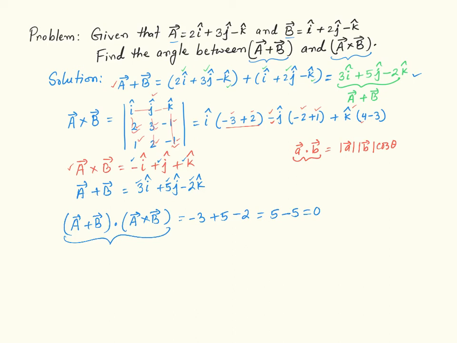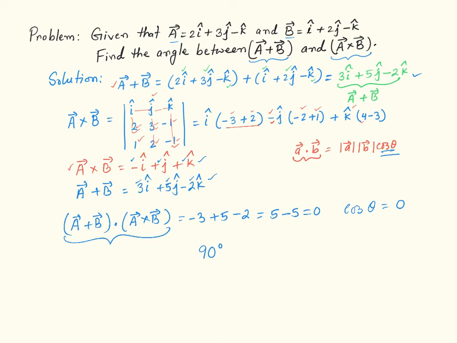That right away tells us that the angle between them is 90 degrees, because remember, cosine of theta is equal to 0. That means theta is equal to 90 degrees. Of course, our magnitudes are not 0 here, as we can see. So it must be the case that cosine of theta is 0, which tells me the angle between them is 90 degrees.